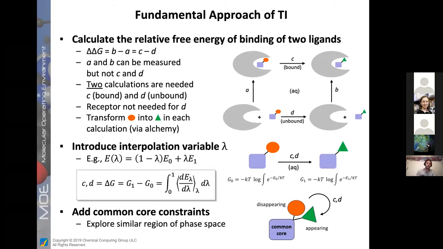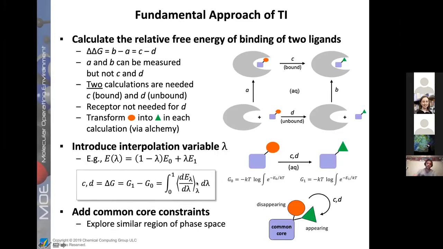And this is done in the context of the binding pocket, but the same alchemical transformation is also done in the unbound state. So this transformation is an integral. This integral we cannot solve directly. So we introduce in this field the lambda interpolation variable and use then numerical integration to solve the integral.